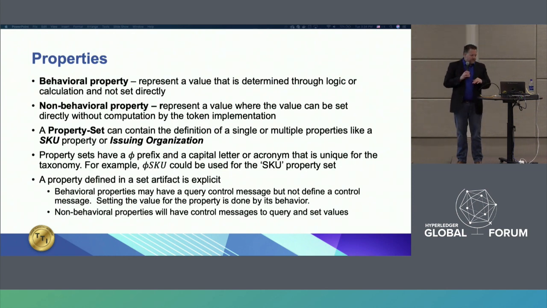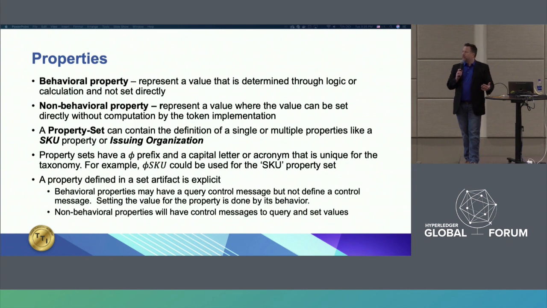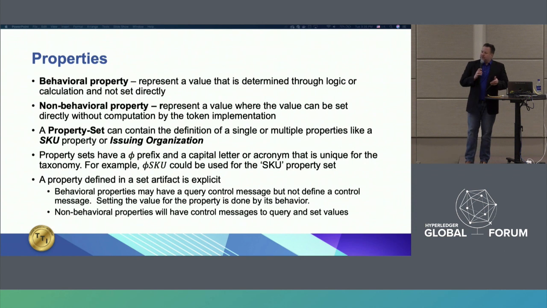Properties: we already talked a little bit about behavioral properties. Those are properties that require you to go through the behavior to set them or to get their value. A non-behavioral property would be like a SKU, a setting that you would set the value for once, and then you just want to query it. You want to make sure that all tokens of this class have this property, and you can just inspect that token and you'll get the value you're expecting.